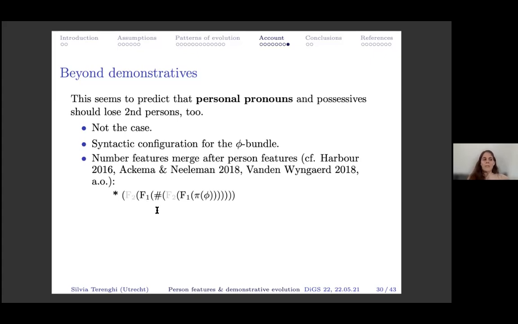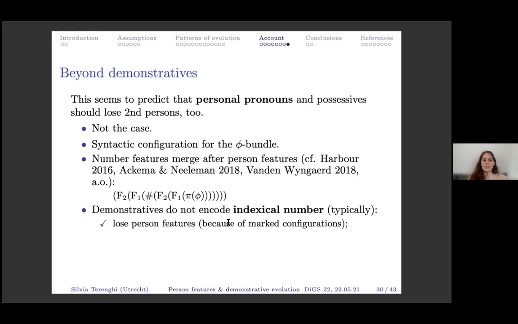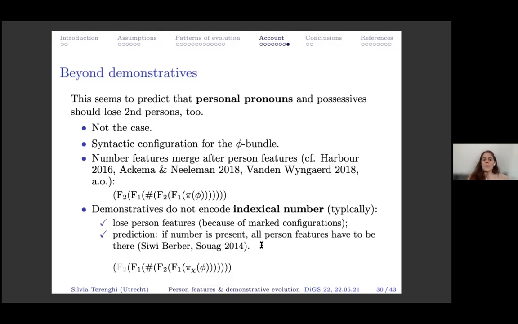And I take this to be evidence for the idea that non-primary features can be lost, and losing them happens along an implicational hierarchy going inwards. And demonstratives crucially don't show indexical number. So given a marked featural configuration, they can simply lose the person feature, as we've seen. I only know of one demonstrative system that shows an indexical number. This is Siwi-Berber. And as predicted, this system has both person features because it has a ternary person-oriented system.